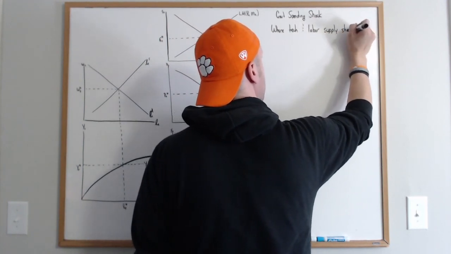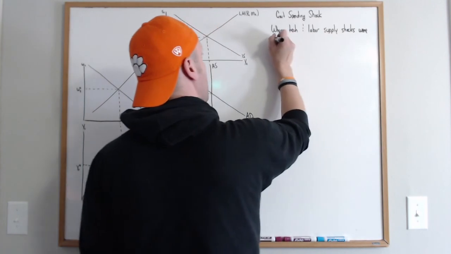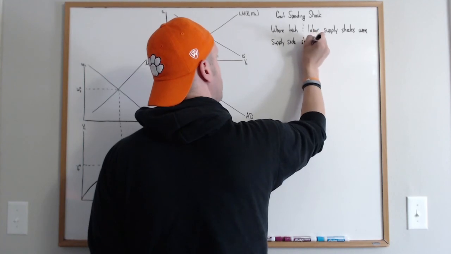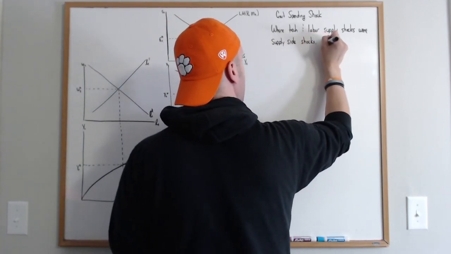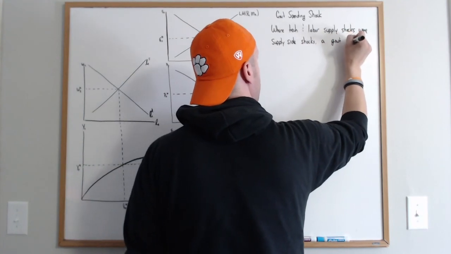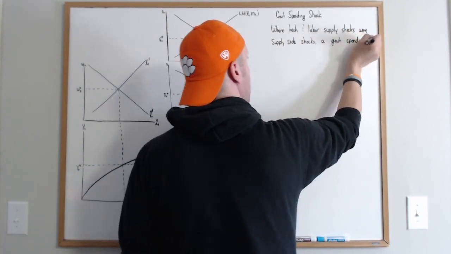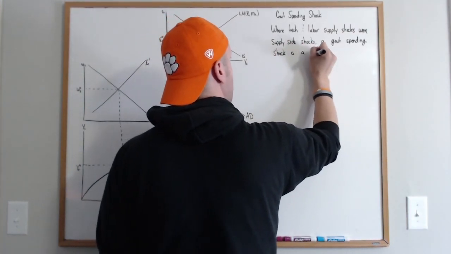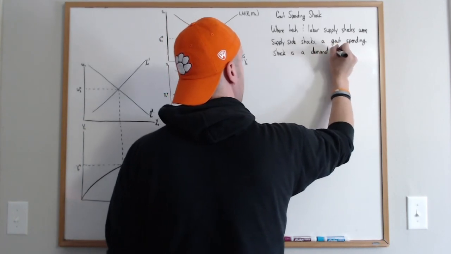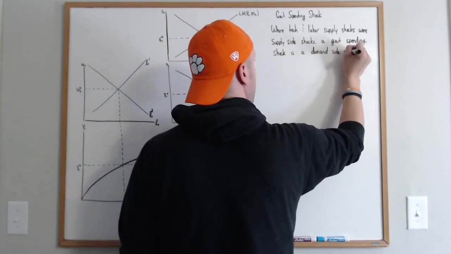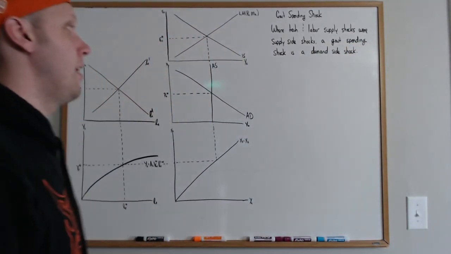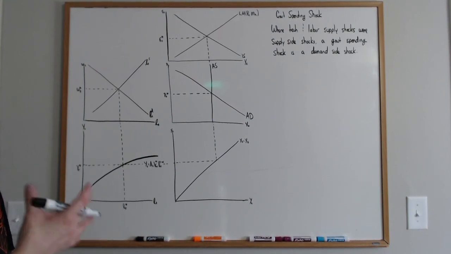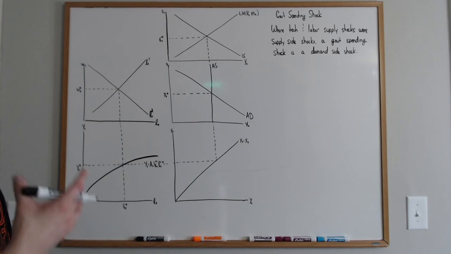Technology and labor supply shocks are supply side shocks. The government spending shock is a demand side shock, meaning it's going to originate in the demand side of the economy. So we're not going to be touching the aggregate supply curve in this case. We're going to be just touching the aggregate demand curve.